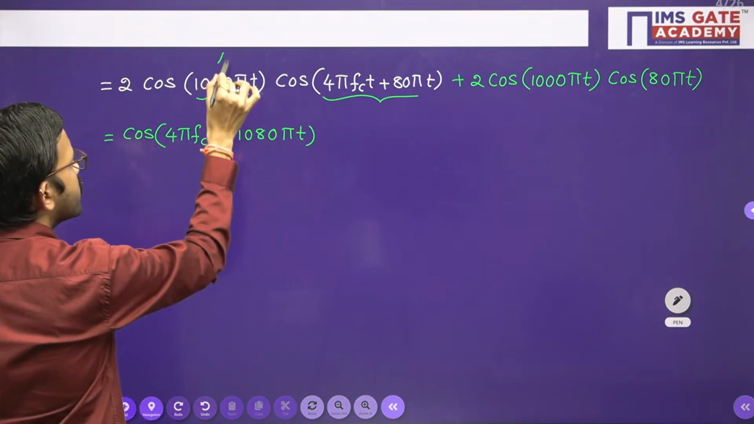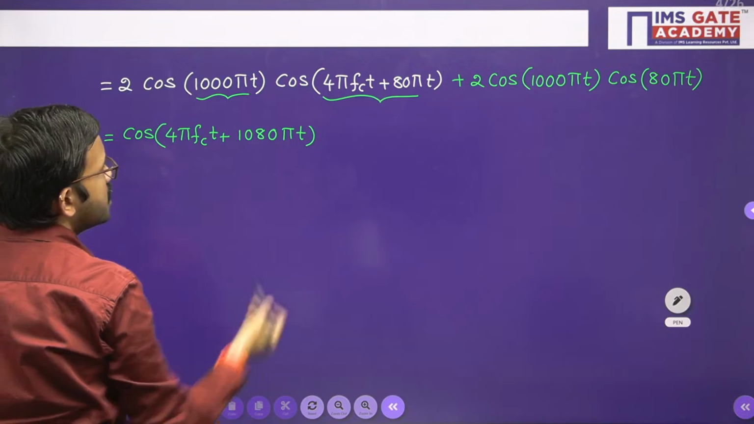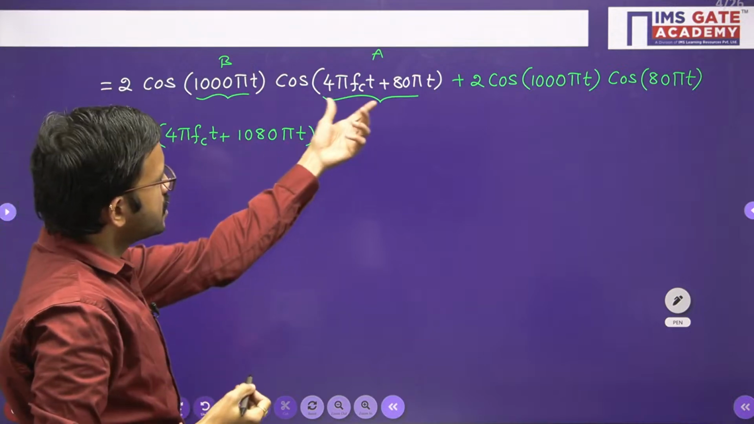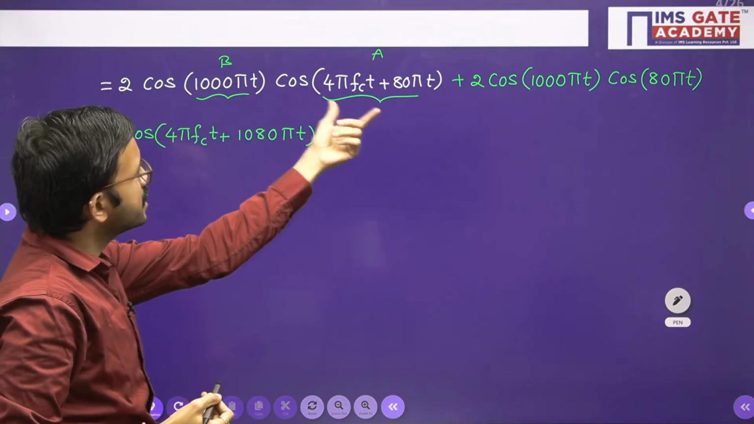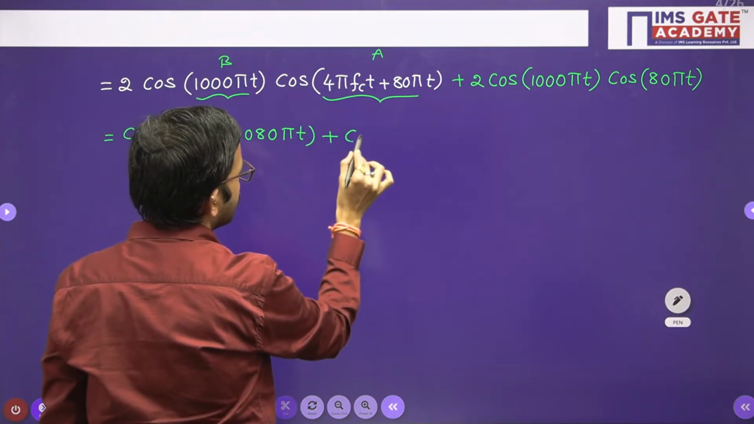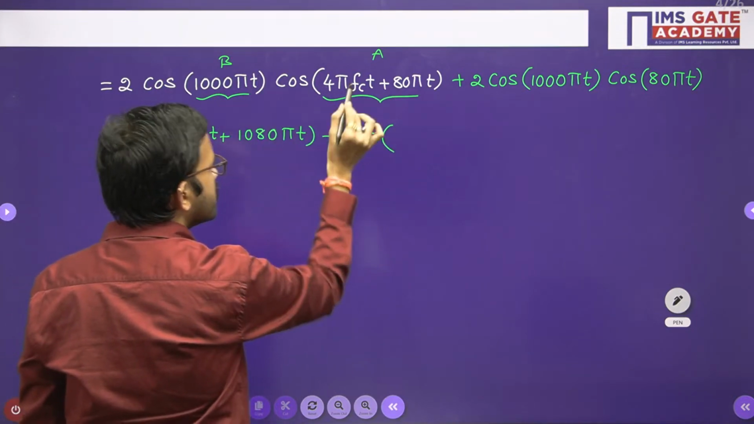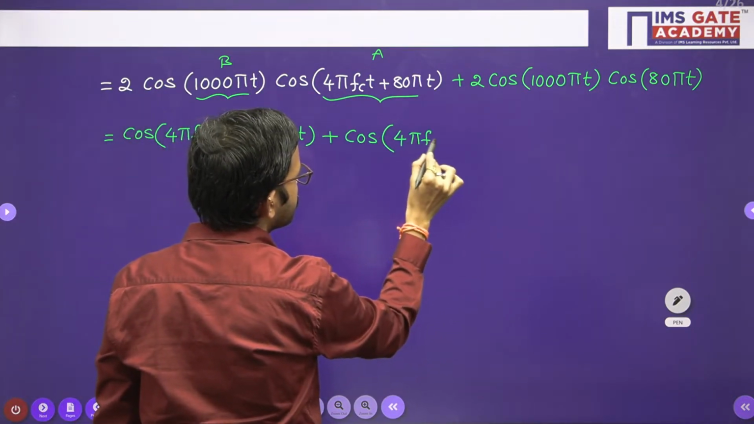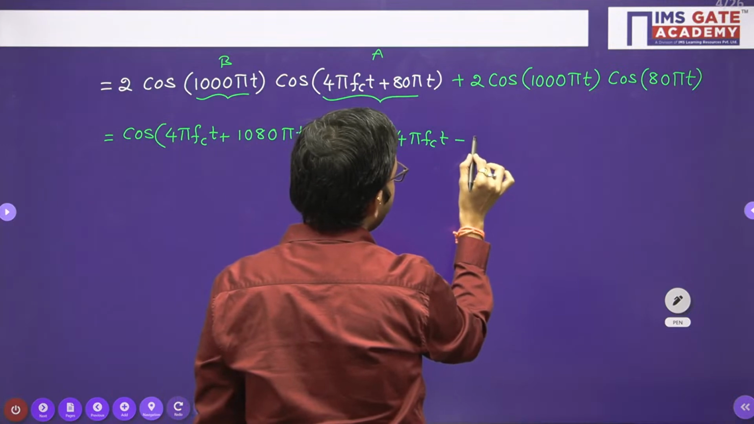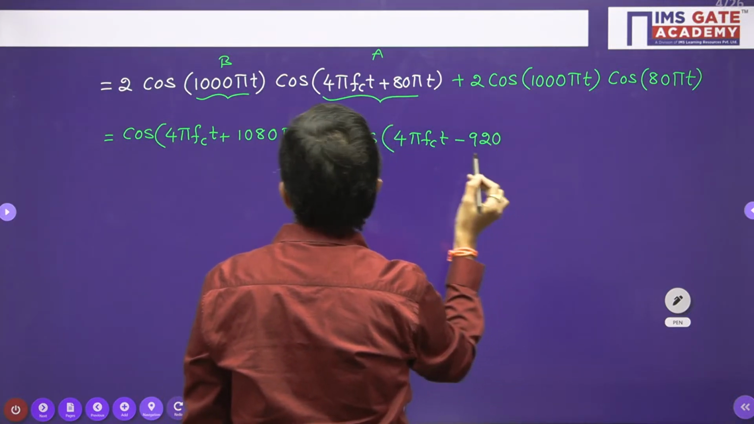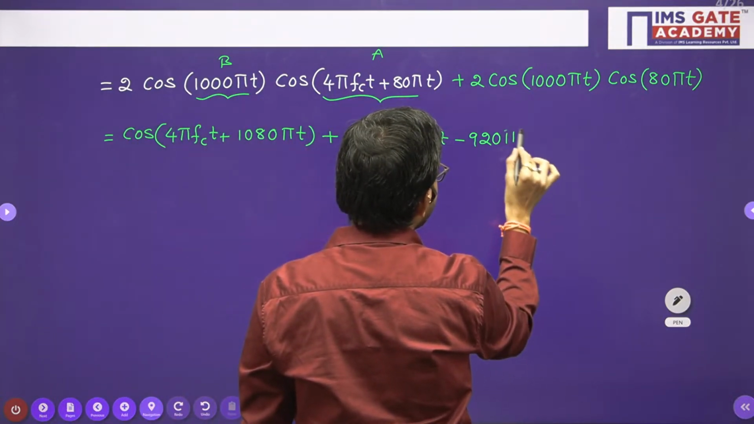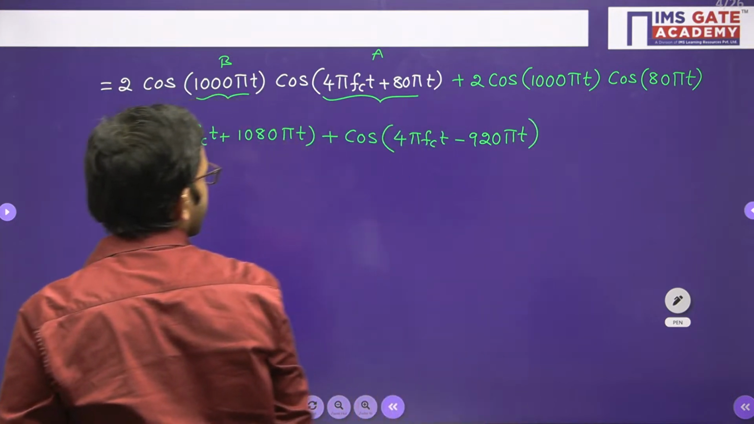2 cos A cos B. For the timing consider this term as A and this term as B, because when you observe these two, this is greater when compared to this term. So you can consider this A, this B. 2 cos A cos B is nothing but cos sum plus cos difference. Cos difference, so you can separate this term from here: 4 pi fc t, 80 minus 1000, which is nothing but minus 920 pi t.